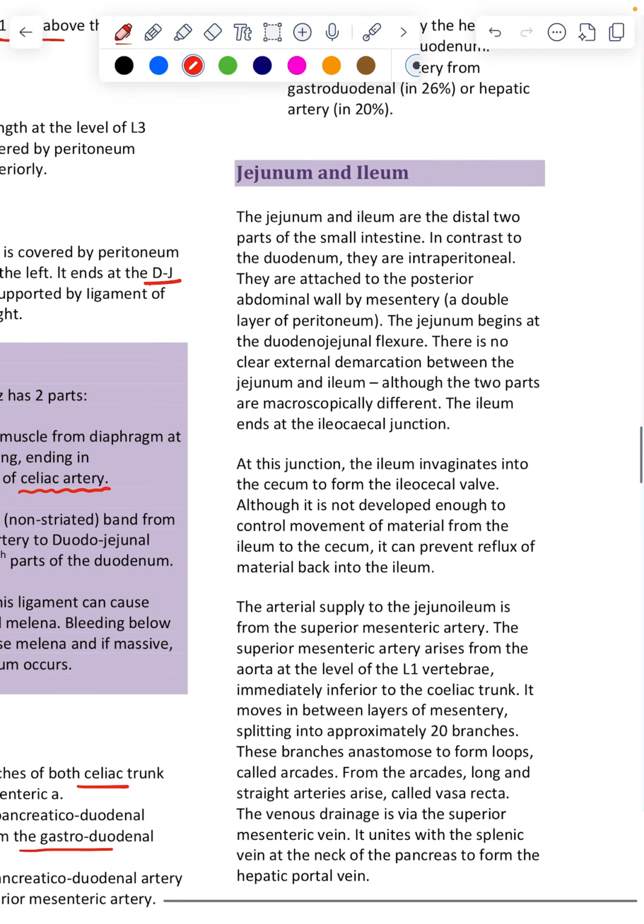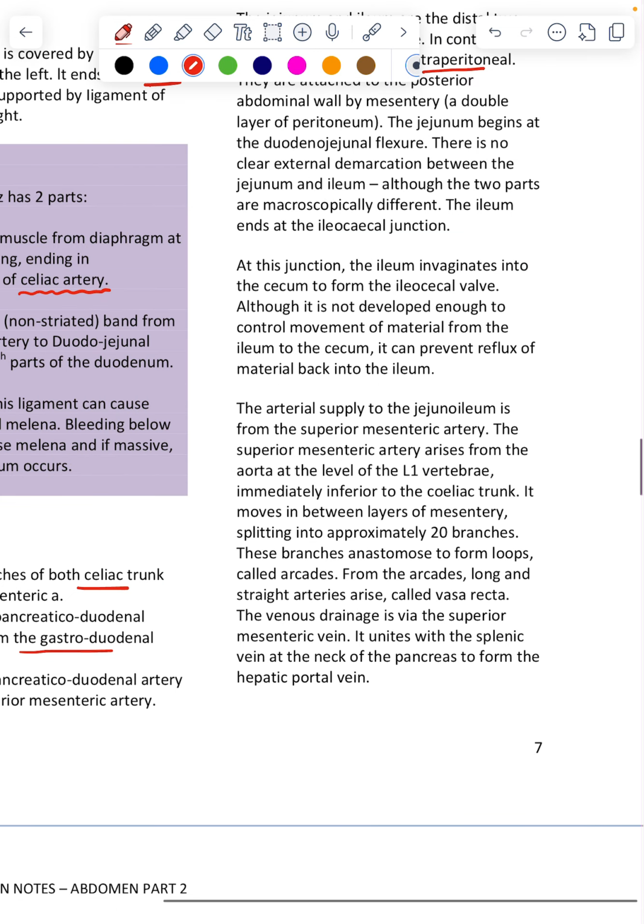Jejunum. Now, jejunum and ileum are the distal two parts of the intestine. In contrast to the duodenum, they are intraperitoneal. They are attached to the posterior abdominal wall by the mesentery, a double layer of peritoneum. The jejunum begins at the duodenojejunal flexure. There is no clear external demarcation between jejunum and ileum, although the two parts are macroscopically different. At the junction, the ileum invaginates into the cecum at the ileocecal valve.